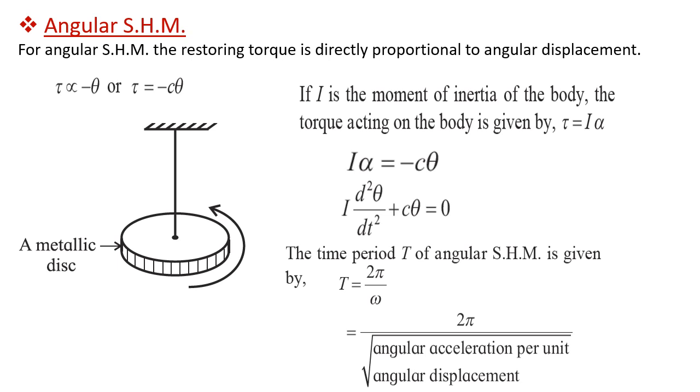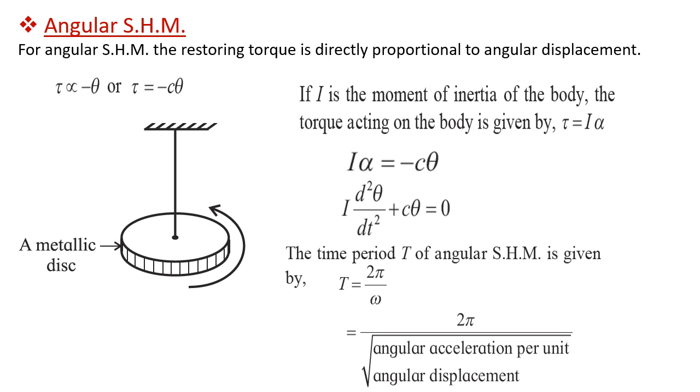Now when we have to talk about angular SHM, remember that angular simple harmonic motion is defined as the oscillatory motion of a body in which the torque or the angular acceleration is directly proportional to angular displacement, and its direction is opposite to that of angular displacement.